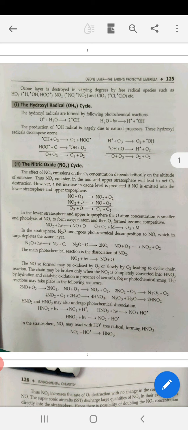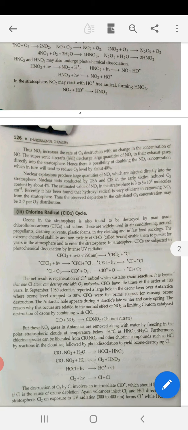HNO2 absorbs a quantum of radiation to form NO2 and H free radical. HNO2 absorbs one quantum of radiation and converts into NO plus HO. Both are possible. And then HNO3 absorbs one quantum and forms NO2 plus HO free radical. In the stratosphere, NO2 may react with HO free radical forming HNO3.